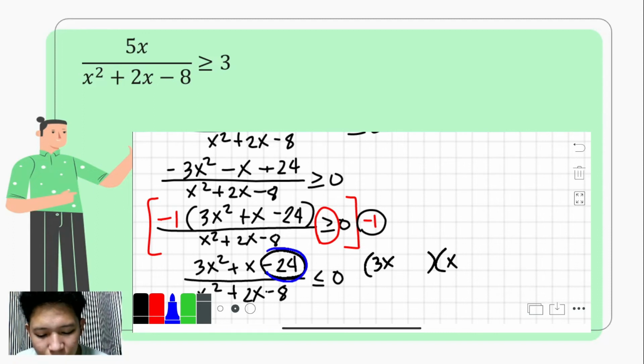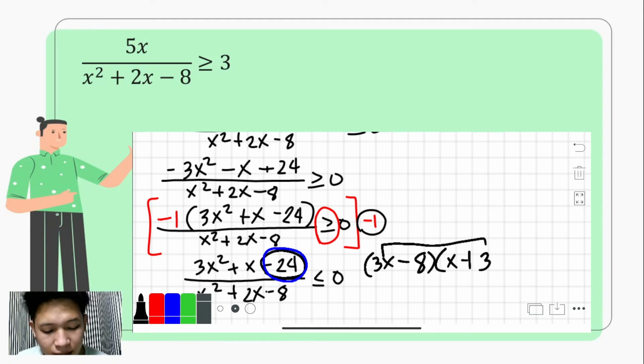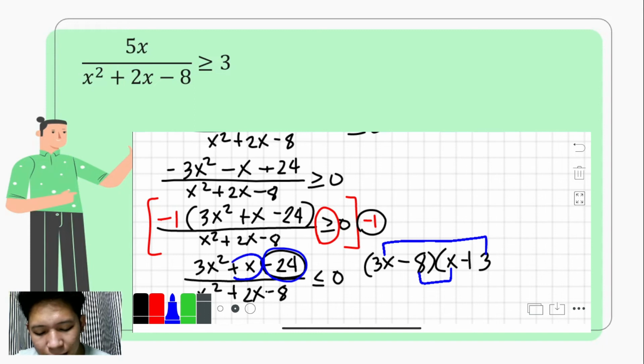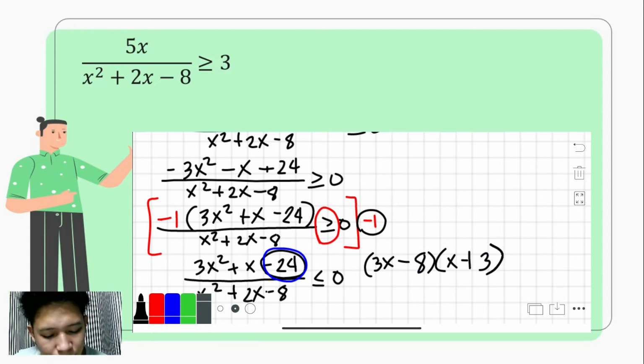And then yung factors ni negative 24, it should be a negative 8 and a positive 3. So, i-double check natin kung yun talaga yung ating factors. So, this is 3x plus 3 times 3, that's positive 9. And then, negative 8 times x, that's negative 8x. So, positive 9x plus negative 8x, that is positive x. Okay. So, this would be the factor of our numerator over the factors of our denominator.